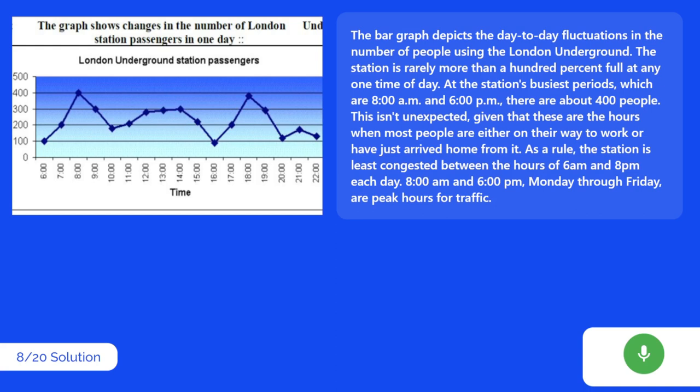This isn't unexpected, given that these are the hours when most people are either on their way to work or have just arrived home from it. As a rule, the station is least congested between the hours of 6 a.m. and 8 p.m. each day. 8 a.m. and 6 p.m., Monday through Friday, are peak hours for traffic.